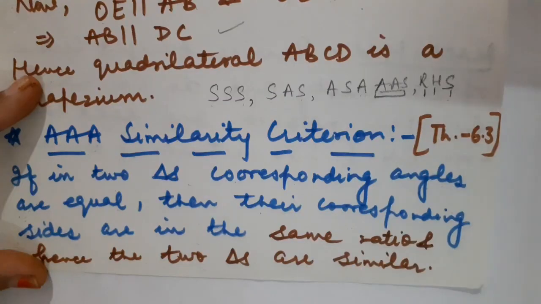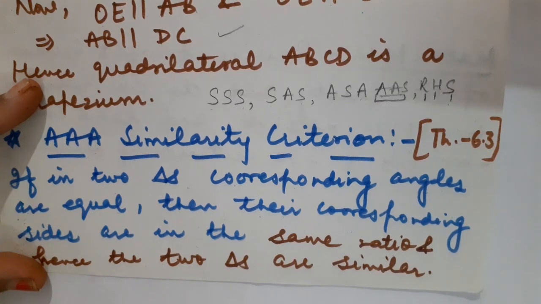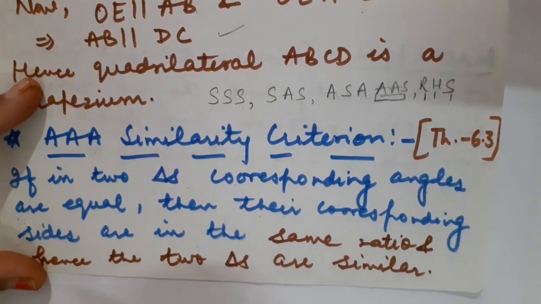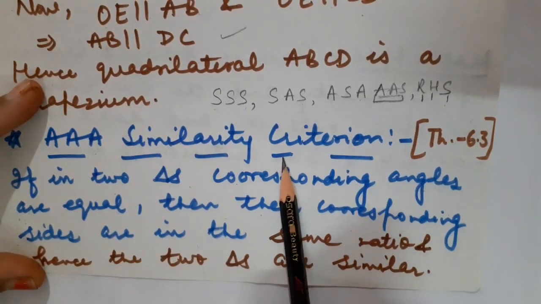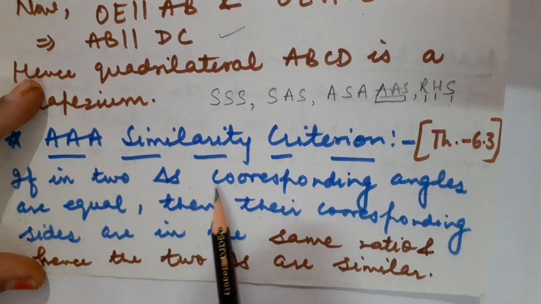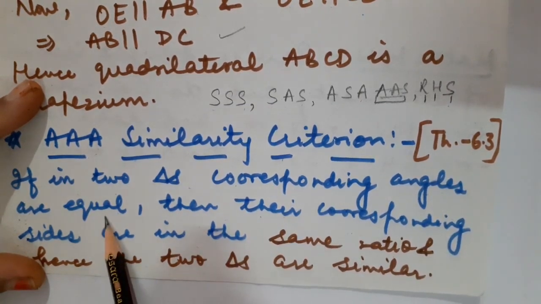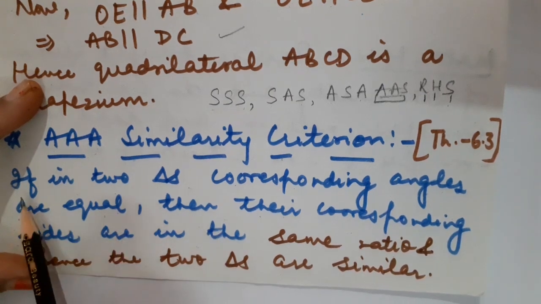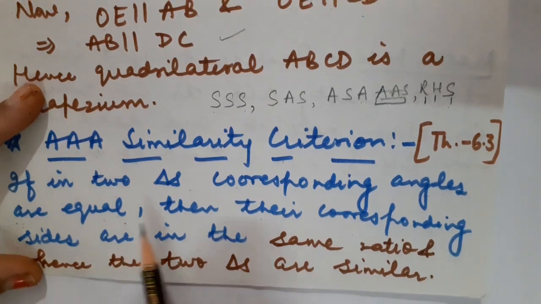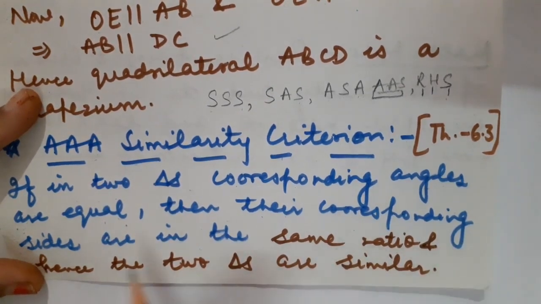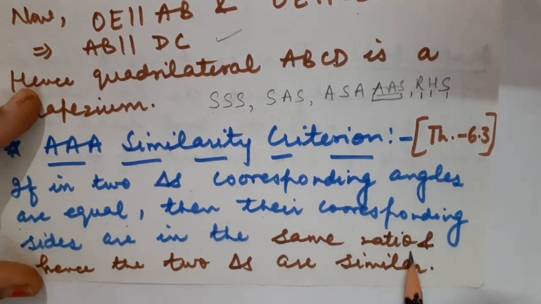Fine children? Using these similarity criteria, basically we will be having either of the two conditions given. Like in triple A similarity criteria, which is theorem 6.3, we will be having all the corresponding angles equal. There are three angles, they all are the corresponding ones to each other. If in two triangles corresponding angles are equal, then first of all we will have to prove that their corresponding sides are also in the same ratio, means they are in proportion.